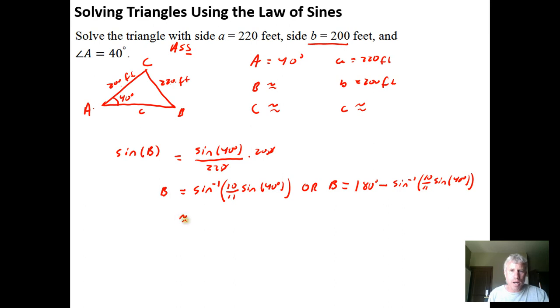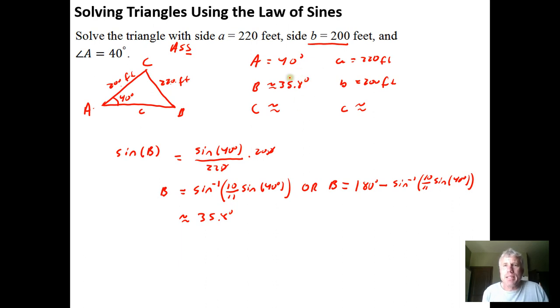I can say, hey, this is approximately equal to, and I'm going to have to calculate that in a calculator. So grab a calculator, and that's going to be sine inverse. So I go second sine inverse on my calculator of 10 divided by 11 times the sine of 40 degrees, making sure my calculator's in degree mode. And when I do this calculation, I'm getting 35.8 degrees for this angle, 35.8 degrees.